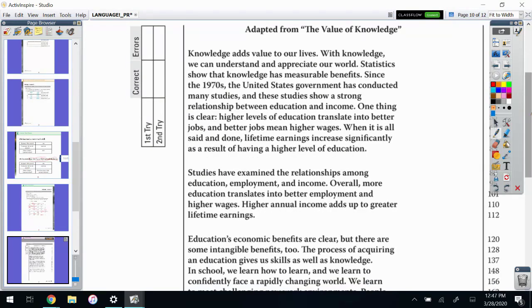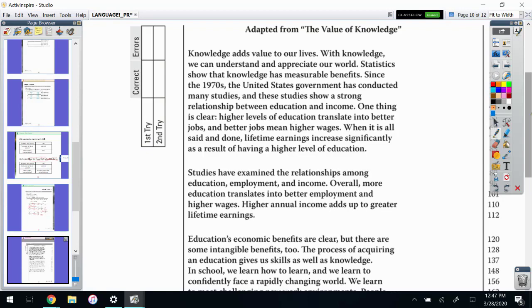Knowledge adds value to our lives. With knowledge, we can understand and appreciate our world. Statistics show that knowledge has measurable benefits. Since the 1970s, the United States government has conducted many studies, and these studies show a strong relationship between education and income. One thing is clear: higher levels of education translate into better jobs.